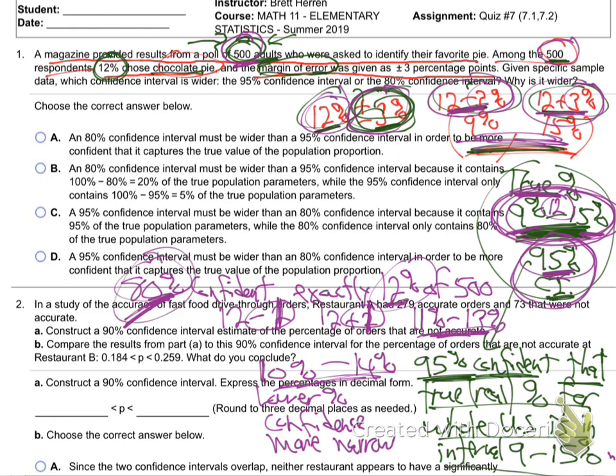If you don't need to be so sure, if you can be less sure, you're going to have a more narrow interval. But if you want to be more sure, like I'm really sure we got it, you got to be a wider interval. You got to give more room for error. So the answer to this question then is this one. A 95% confidence interval must be wider than an 80% in order to be more confident that it captures the true value. That's what we're talking about. If this didn't make sense, listen to it a couple of times.